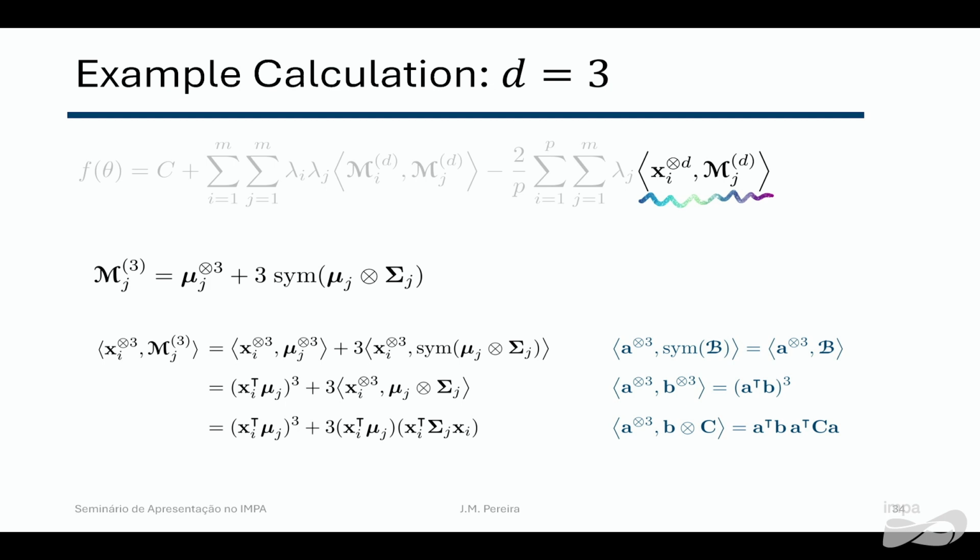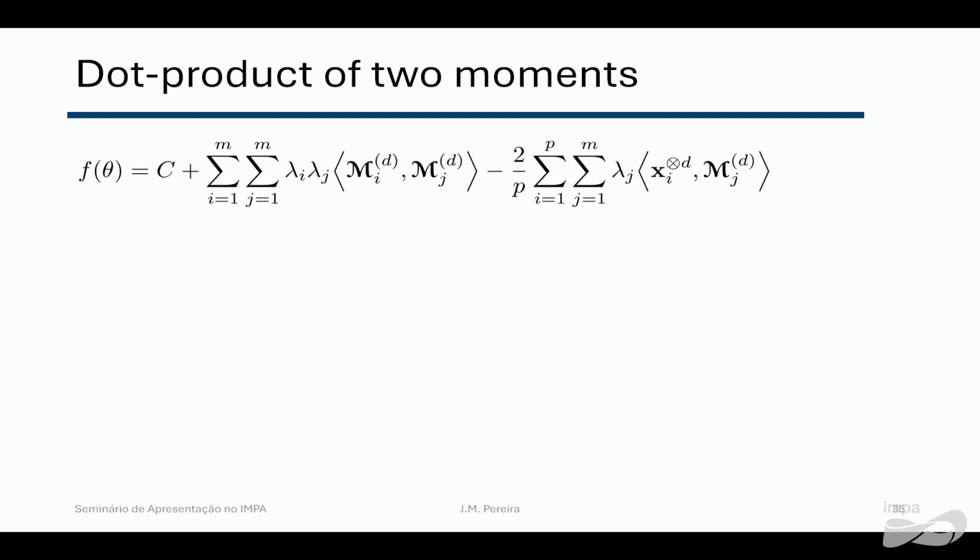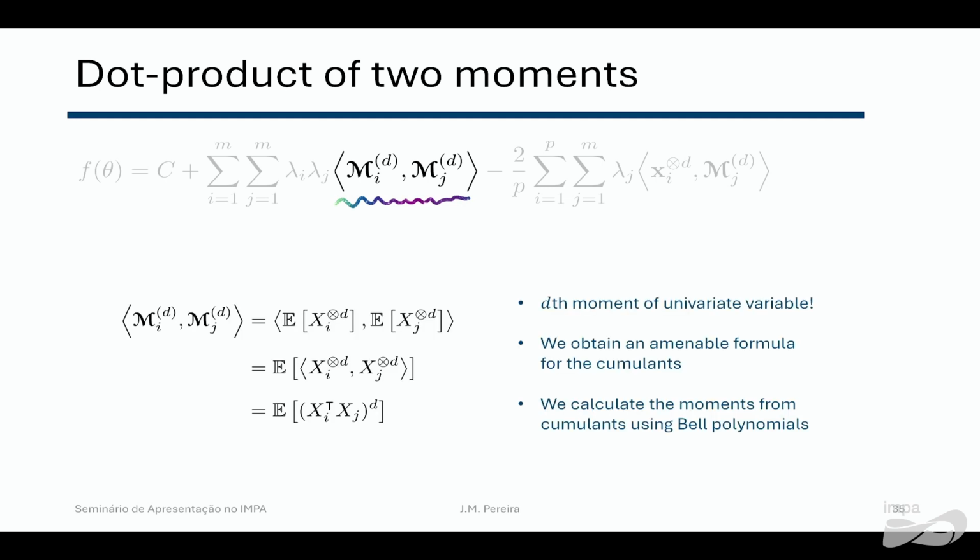And so that's the two things I need to calculate, and then I can calculate all dth order inner product. And so there's also the other term. The other term is a little bit more tricky. So it's the dot product of two moments. But then we can use a cool trick of probability and expectation. So we can take the expectation of the vectors. So the formula is given by this.